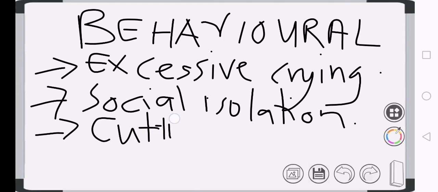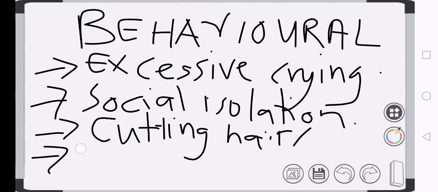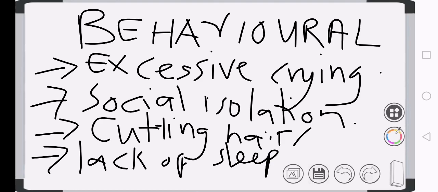Another one, cutting hair. Depressed people usually like going bald or cutting their hair short. This is behavior. There's also dyeing hair, changing the color of the hair from black to brown, purple, or gray. The common one is lack of sleep. Depressed people find it hard to sleep. So, of all the things we've talked about, you should notice these things.